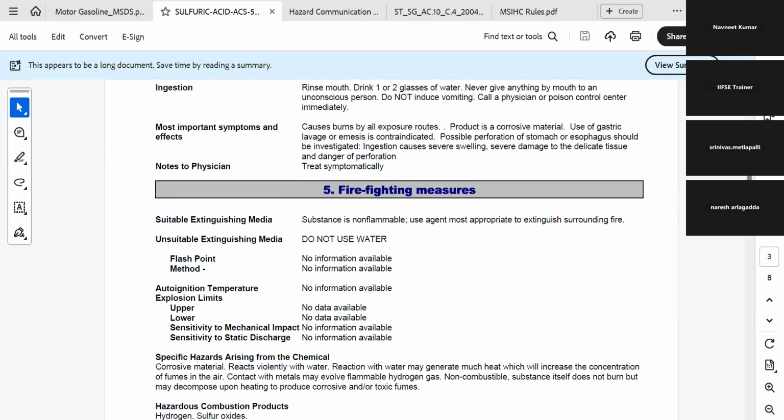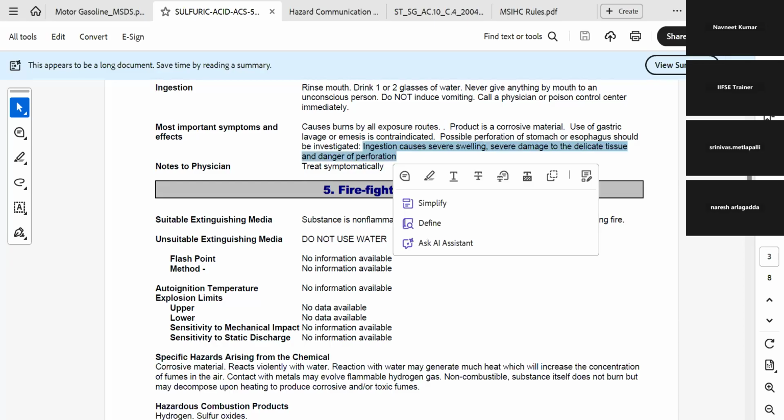Then symptoms. When we say symptoms and effects, it causes burns by all exposure routes. So burns is one of the common causes, and it is a corrosive material. Gastric leakage or emesis, possible perforation of the stomach and also esophagus should be investigated. Ingestion causes severe swelling.